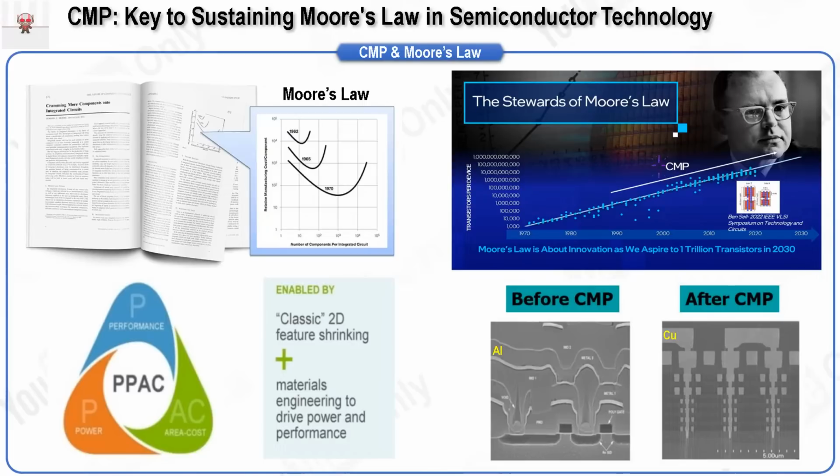In conclusion, CMP has evolved from an innovative invention to a cornerstone technology in semiconductor manufacturing. It ensures the progress predicted by Moore's law by overcoming challenges related to scaling and complexity. This highlights CMP's vital role in the ongoing evolution and success of the semiconductor industry.